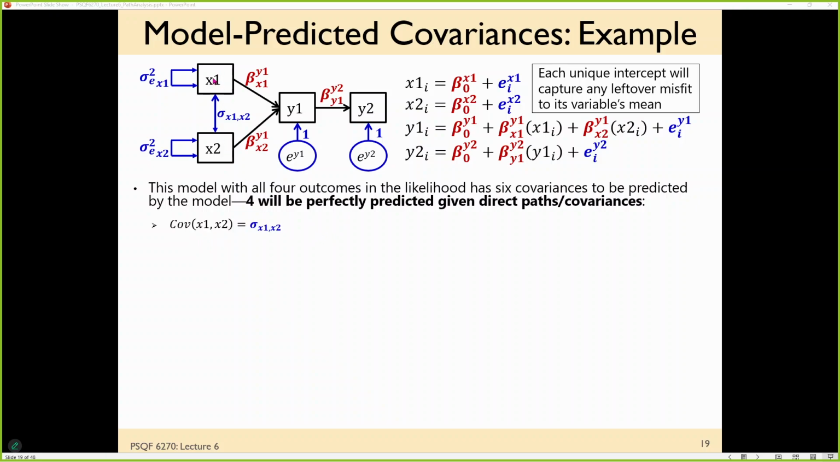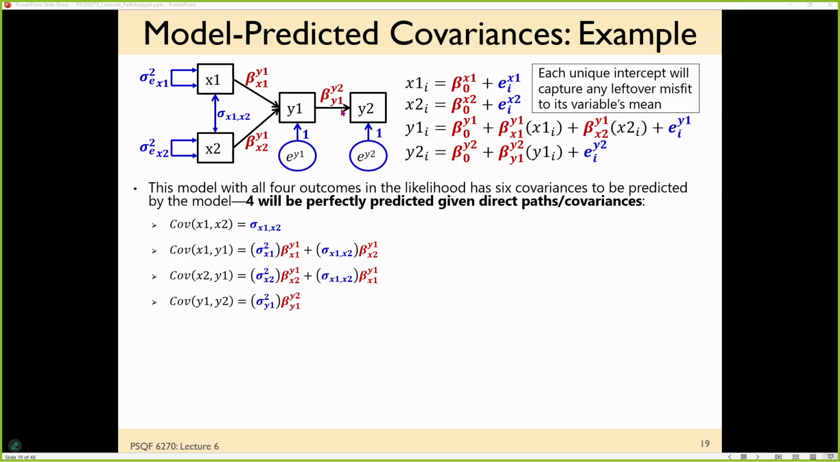First off, the relationship between x1 and x2 is directly captured here. That one's going to be fine. The covariance between x1 and y1, right here, is in 2 different parts, but it will also be fine because I have the variance of x1 to get to here, plus I can go through the covariance and pick up this slope as well. So that one's going to be fine. x2 and y1, also fine for the same reason. And y1 and y2, fine because they have a connector. So which ones are not fine? We'll get to those in just a minute.